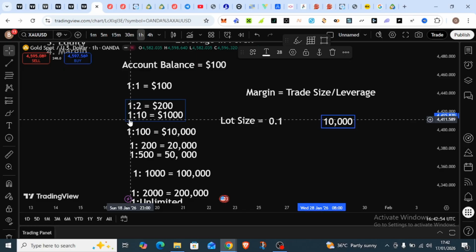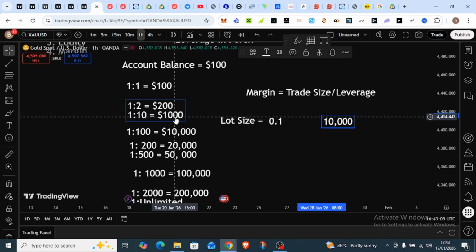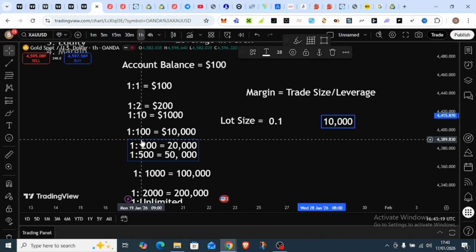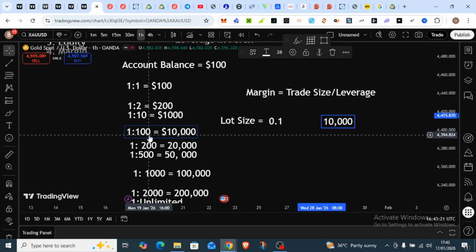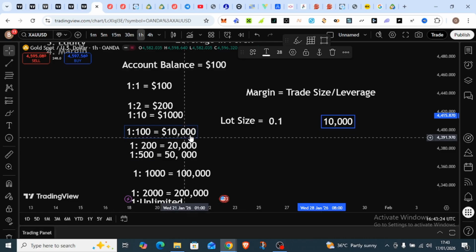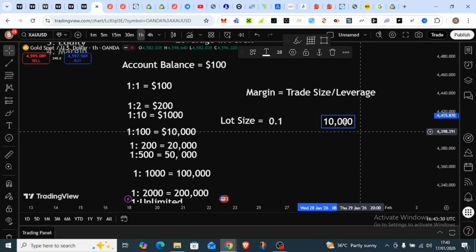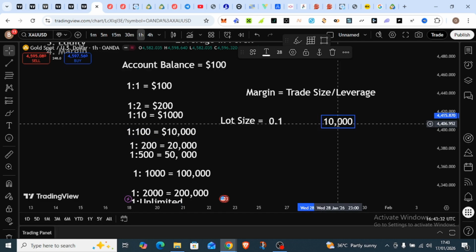If we check the second one here, you see that we have 1:10, and what we have here now is 1,000 as the maximum we can buy under leverage of 1:10. So you can see we can't place this trade with a lot size of 0.1 using a leverage of 1:10. If we use 1:100 leverage, the maximum unit we can purchase here is 10,000. As you can see, the unit we have here is 10,000.